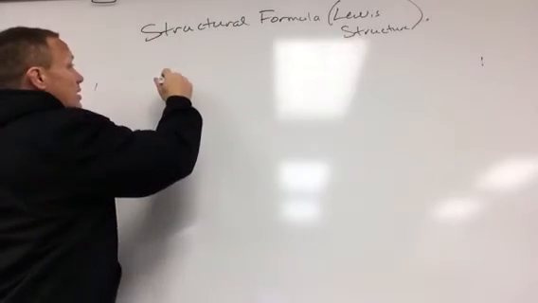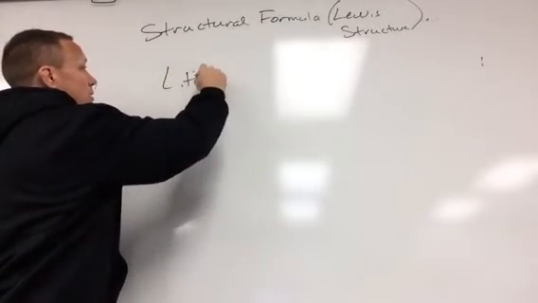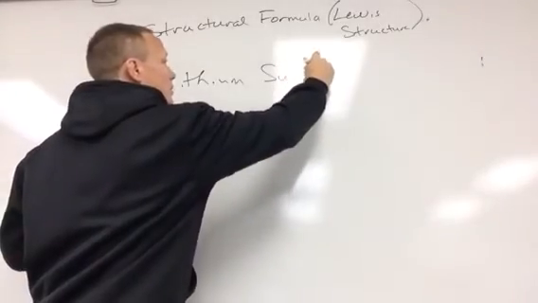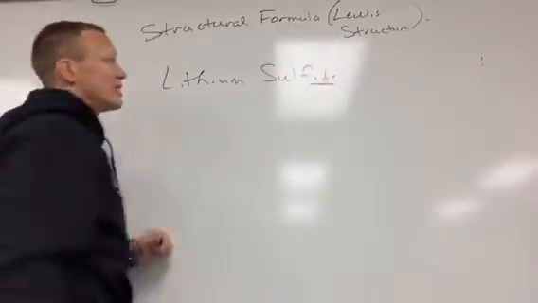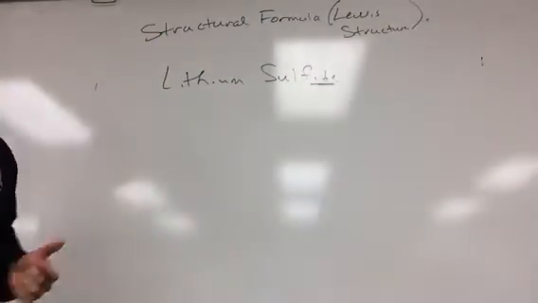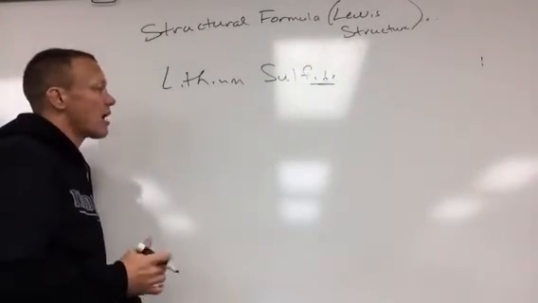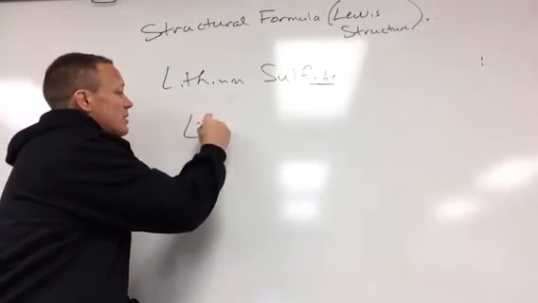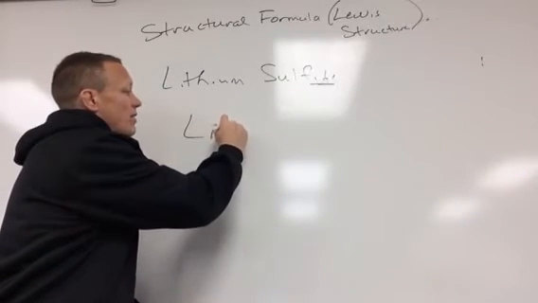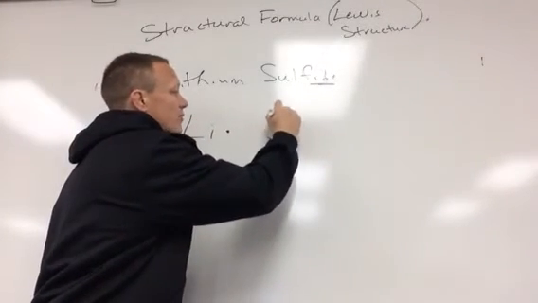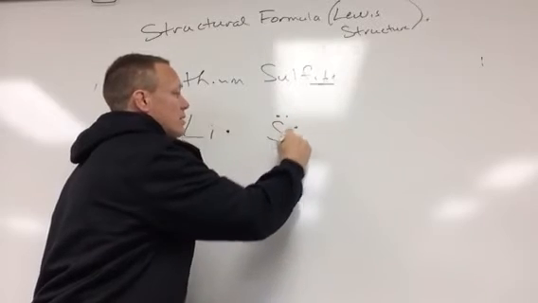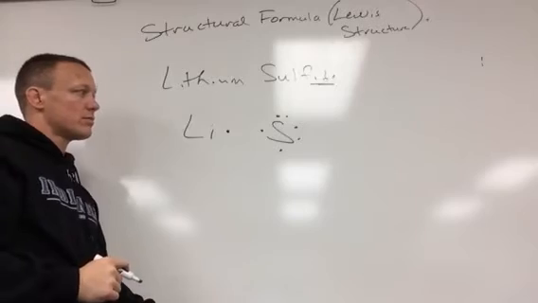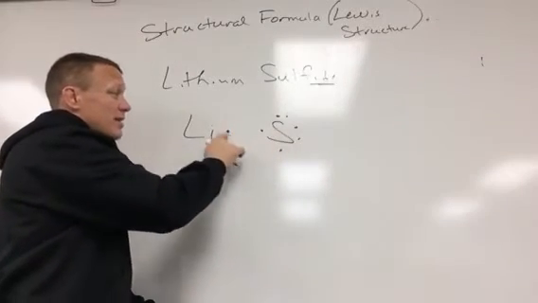Let's say we have lithium sulfide. Notice the ending changed to "ide." So it's lithium and sulfur. The second element always changes to "ide." Oxide, sulfide, fluoride, bromide. Lithium has got 1 valence electron. Sulfur's got 6 valence electrons. So sulfur needs 2 more to get to 8. Lithium has 1 to get rid of.